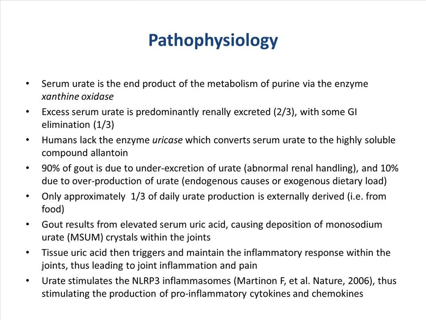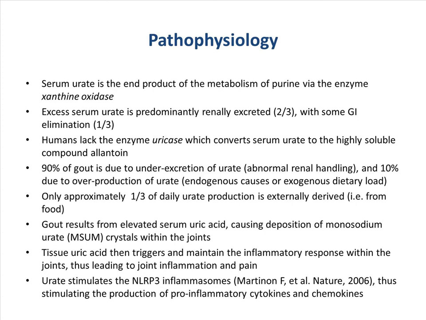Serum urate is the end product of the metabolism of purine via the enzyme xanthine oxidase. Excess serum urate is 2/3 renally excreted and 1/3 GI elimination. Humans lack the enzyme uricase, which converts serum urate to the highly soluble compound allantoin. 90% of gout is due to under-excretion of urate and 10% due to overproduction of urate from endogenous causes or exogenous dietary load. Only approximately 1/3 of daily urate production is externally derived from food.